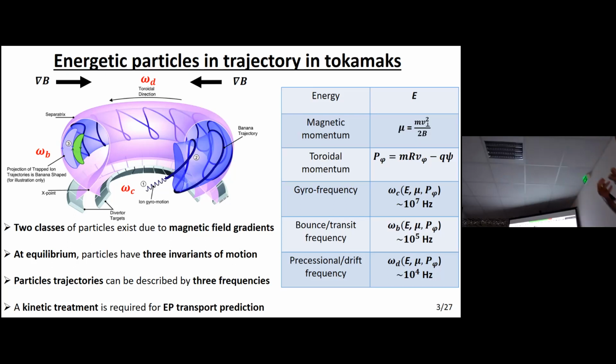So in order to be able to do a prediction, our formalism needs to have a kinetic treatment, both to take into account the wave-particle resonance that can exist, and also because the size of the orbits of particles here is sometimes much bigger than the size of the modes that are discussed. So let's now discuss the different formalisms that we can use.